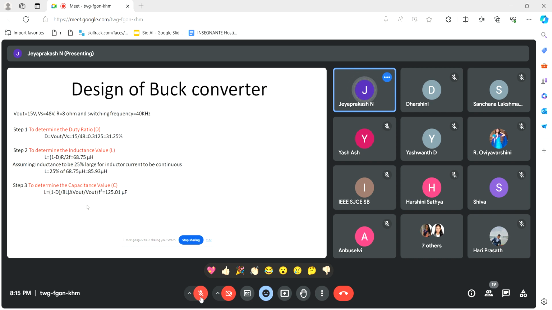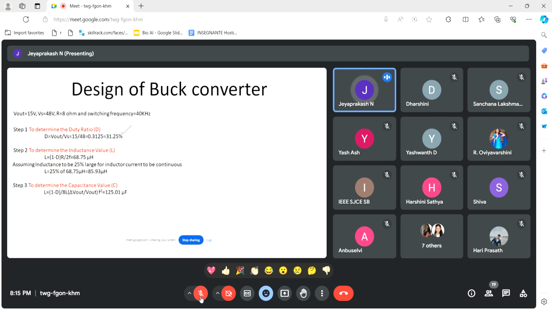For this case, first I am finding the duty cycle. We know the formula for the buck converter duty cycle: D is equal to V out divided by V in, where Vs is the input voltage. So 15 divided by 48, we get 31.25 percent duty cycle.